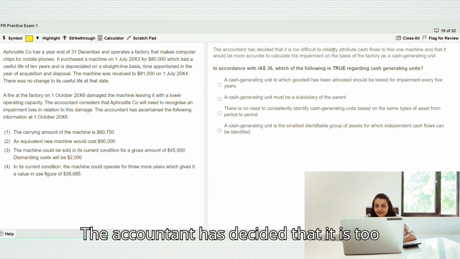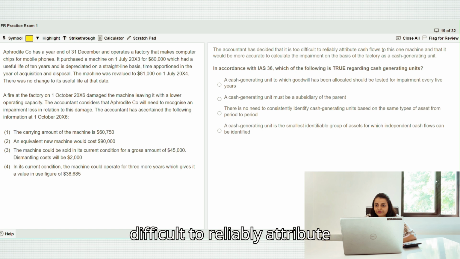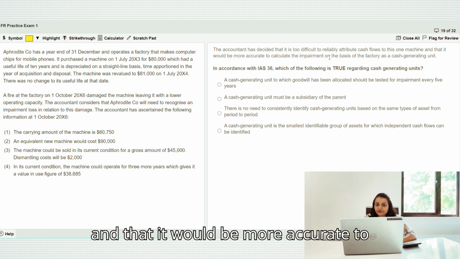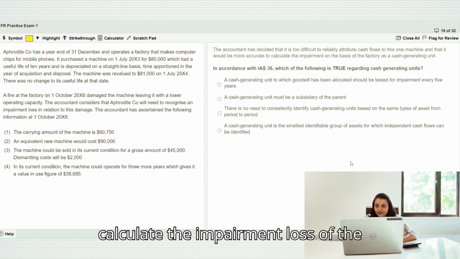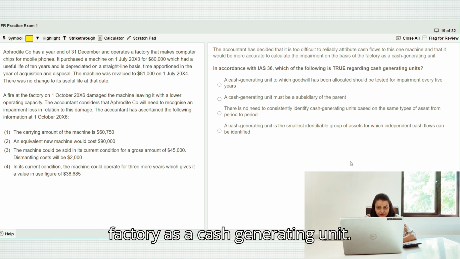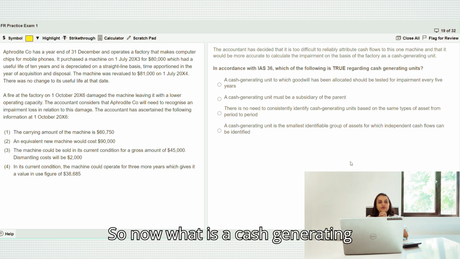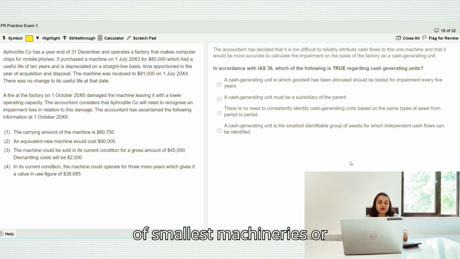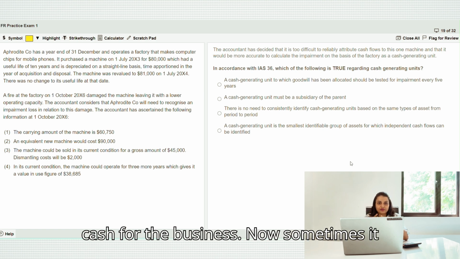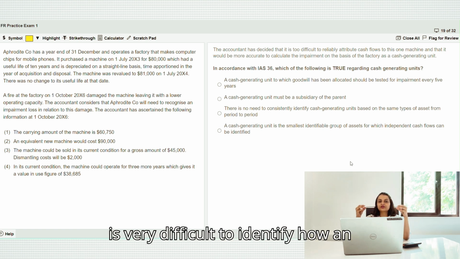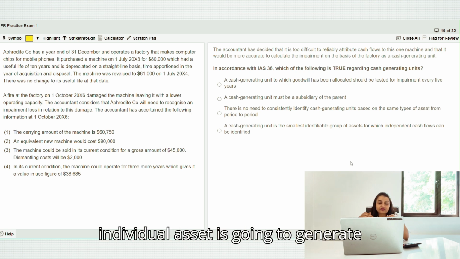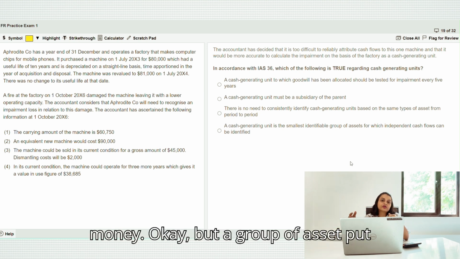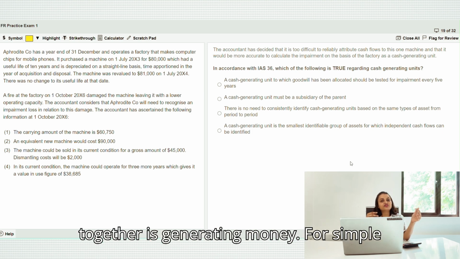The accountant has decided that it is too difficult to reliably attribute cash flow to one of its machines and that it would be more accurate to calculate the impairment loss of the factory as a cash generating unit. So now what is a cash generating unit? Cash generating unit is a group of smallest machineries or smallest assets which generate cash for the business. Now sometimes it's very difficult to identify how an individual asset is going to generate money. Okay, but a group of assets put together is generating money.